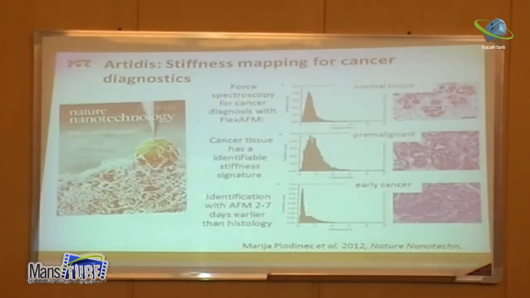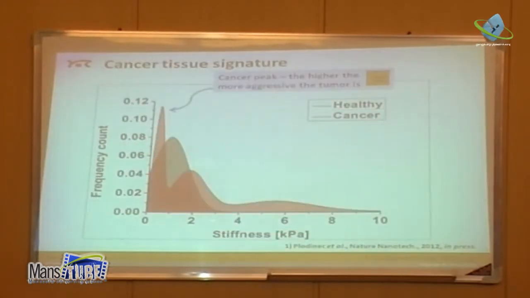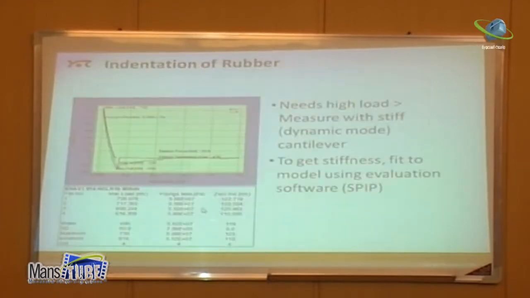This is about stiffness measurement, and they make a histogram, and then they compare the results to see what they got. And then this is what we saw yesterday. If you have cancer and non-cancer cells, you can see there is a difference in stiffness.